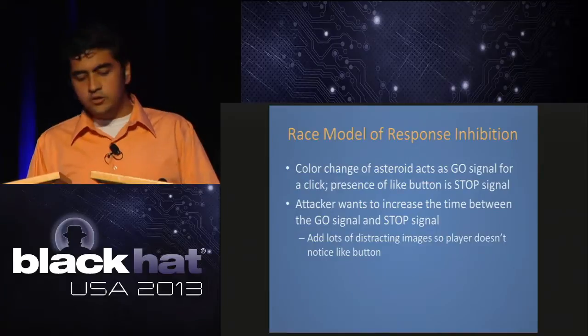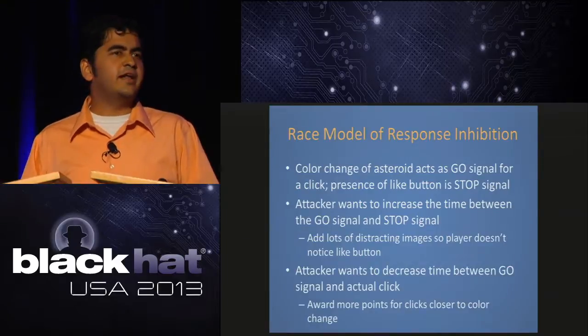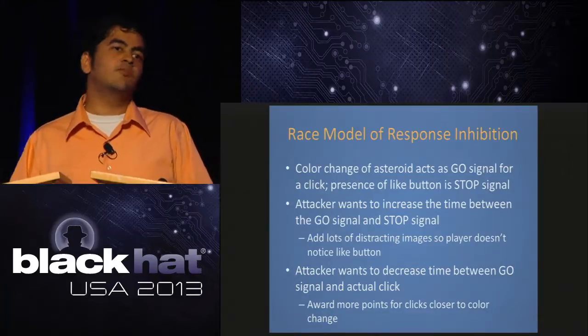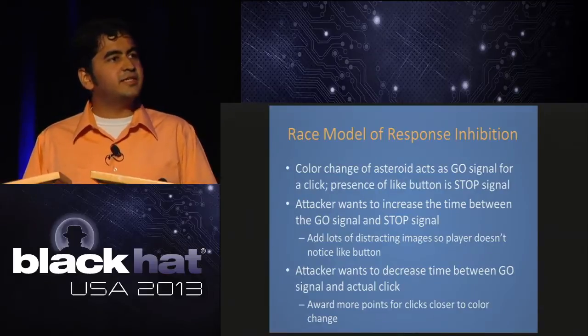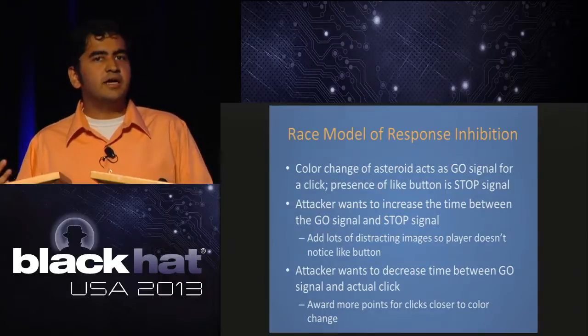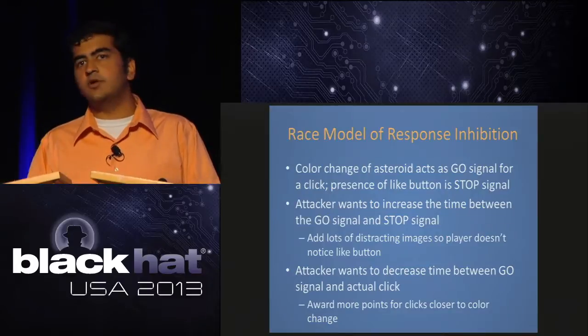Another thing that the attacker could do is decrease the time between the go signal and the actual click. Train the user to click as soon as he sees the go signal, the color change. And so we maybe award more points if the user clicks closer to the color change than further away. These sorts of game tricks can help us improve the accuracy of the attack. We haven't actually implemented any of these, but these are some thoughts on how to improve these attacks even more.